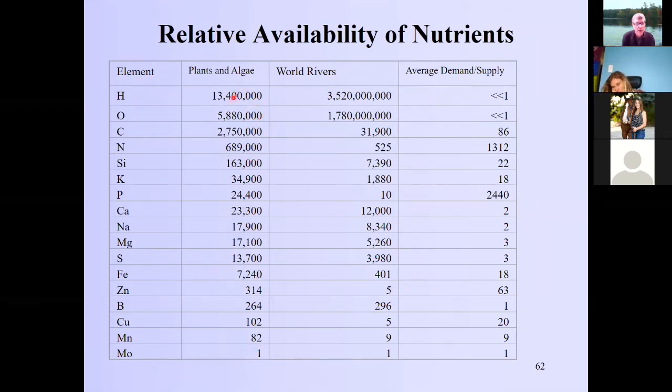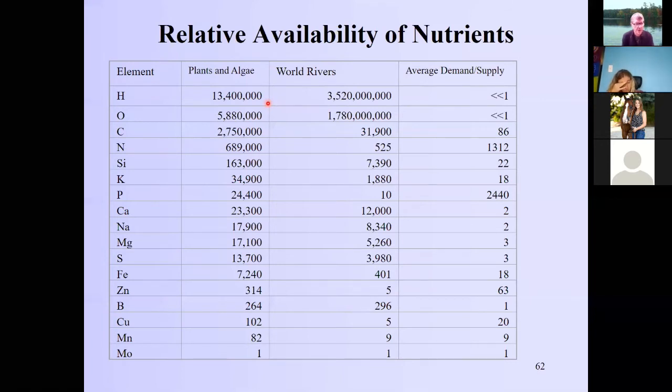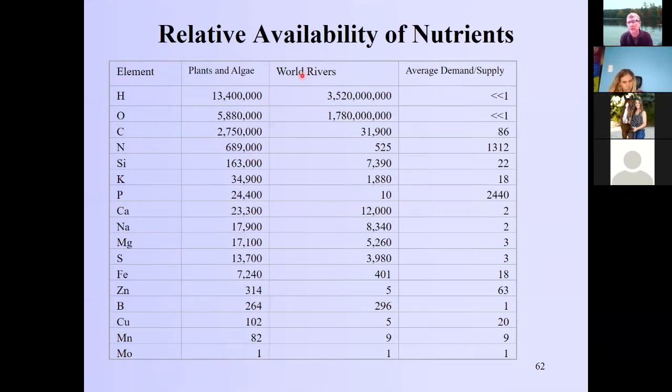So I can give you a question of the day. If we look at cells and we look at rivers, why are oxygen and hydrogen the dominant molecules that we see in those environments? So here's a question of the day, so everybody can answer that. And then next, why is carbon not as dominant in fresh waters as it is in plants and algae? I'm going to try to pause here.